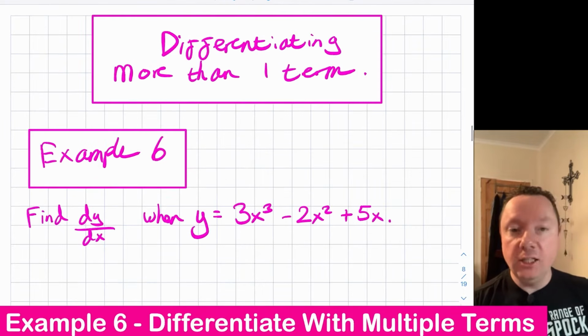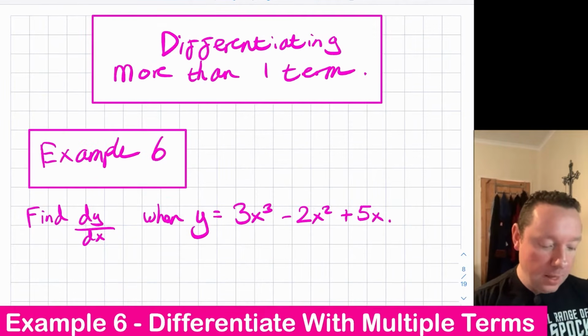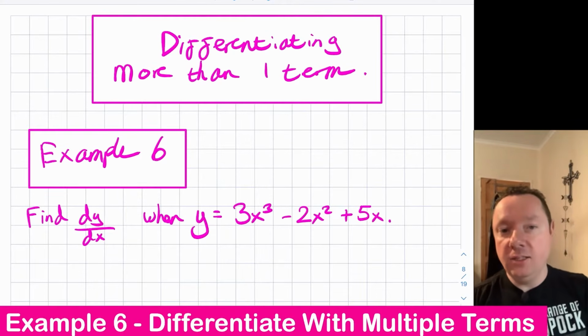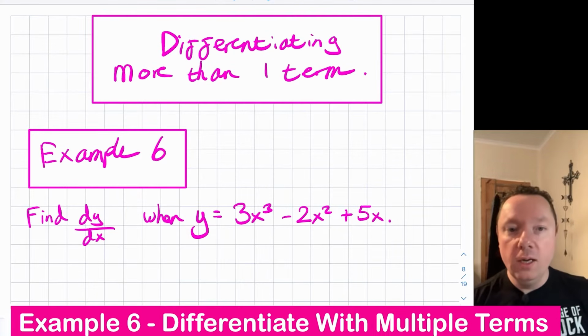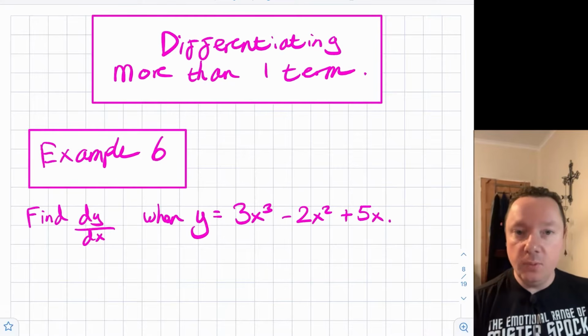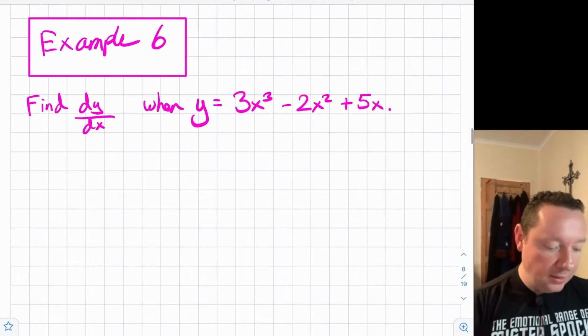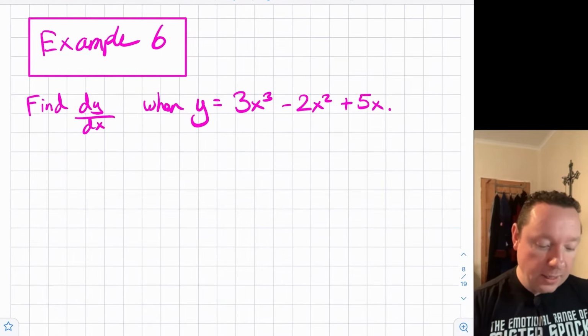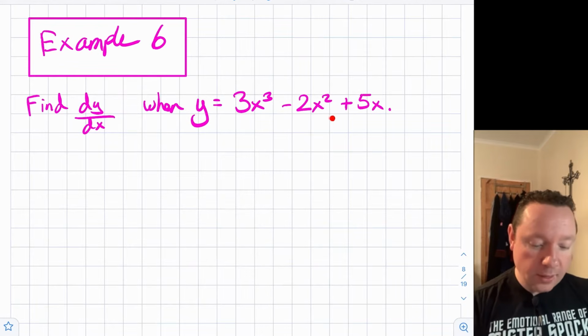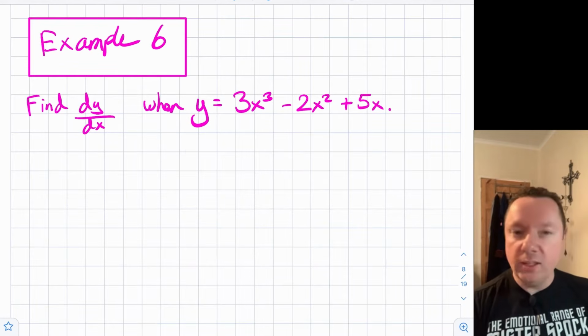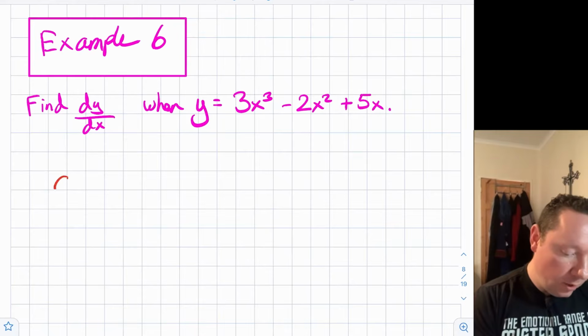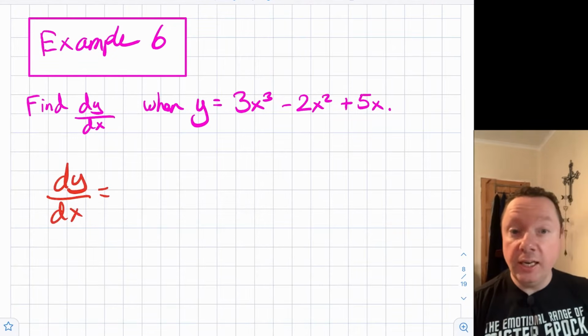Okay, differentiation with more than one term. So quite often you get x cubed, x squared, x, and it's all add or plus. They're quite simple to deal with as well. Example 6 says, find dy by dx when y is 3x cubed minus 2x squared plus 5x. So I've switched to using dy by dx. So I write dy by dx. And I just differentiate each term separately.